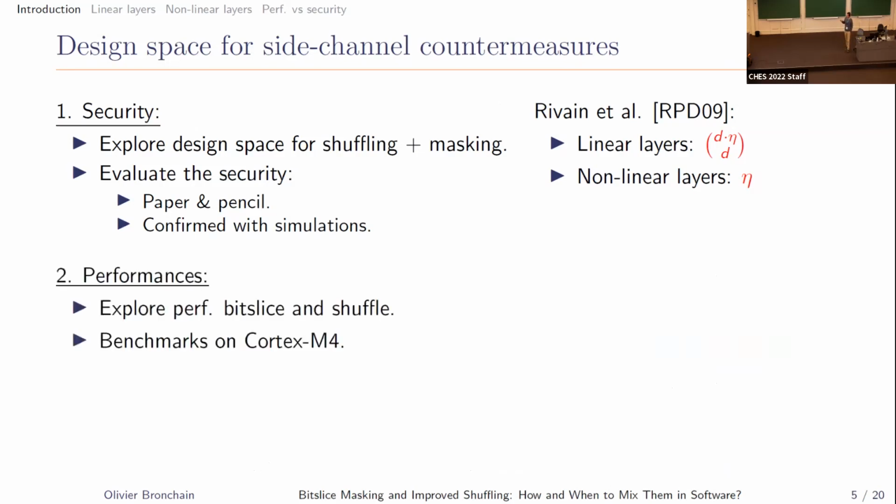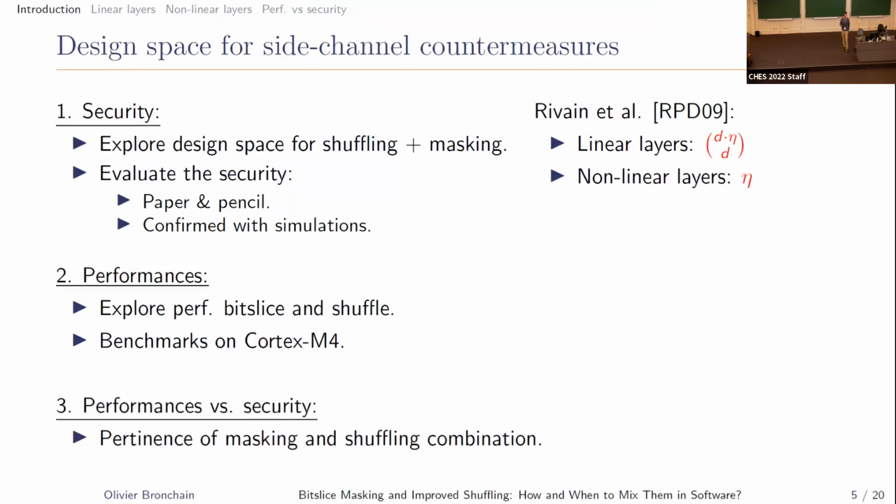The second part is about measuring the performances. When you want to mask a given primitive, let's say AND gates, how do you implement it? Do you shuffle? Do you mask more, and so on? So we did some benchmarks on a Cortex-M4 platform, and based on that, we draw some conclusions about the cost versus security of these countermeasures.